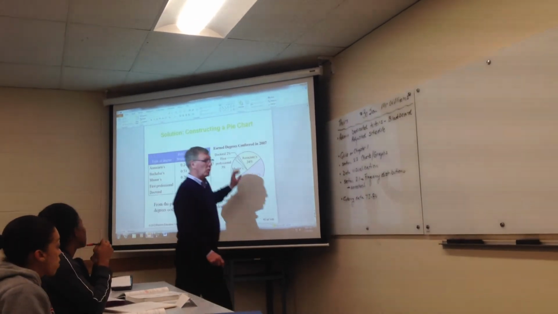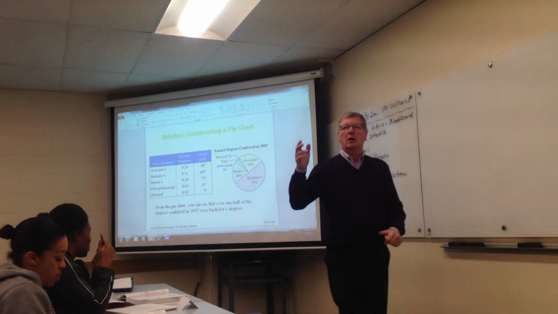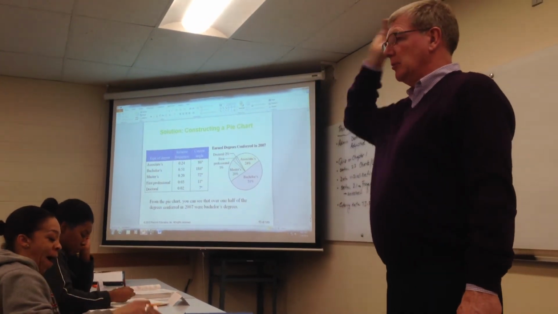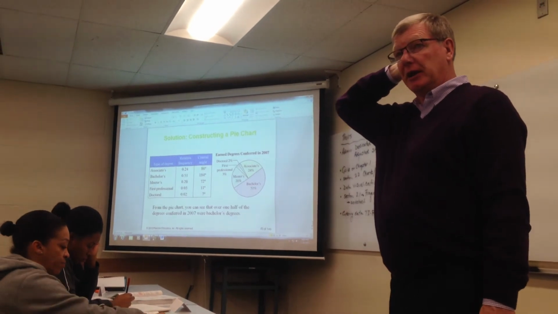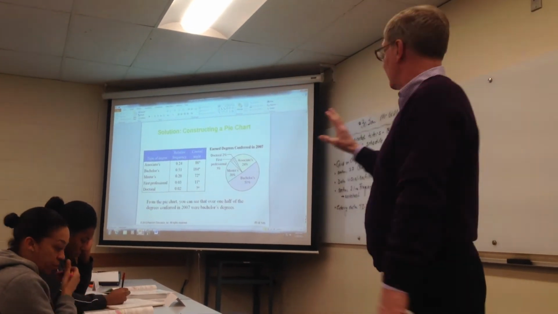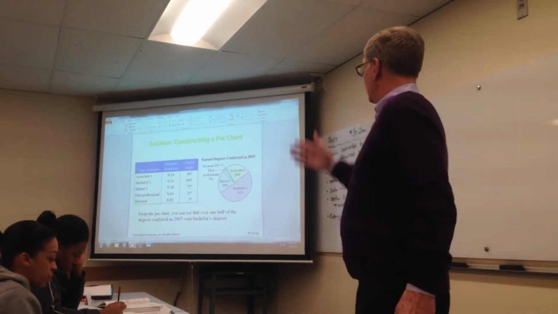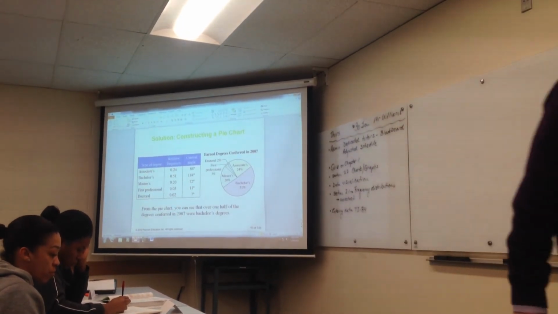But these are really great for qualitative data, right? Remember that idea of qualitative data? Nominal data, right? Just categories. That's what that is, okay? It's qualitative, nominal data. Associate's, bachelor's, master's, first professional degree.